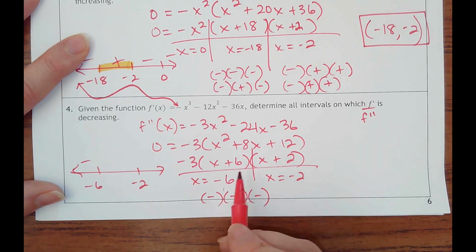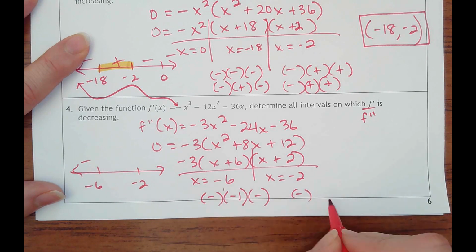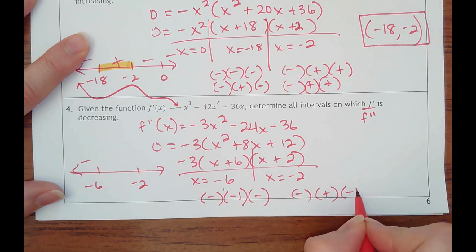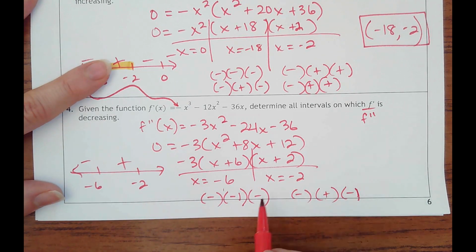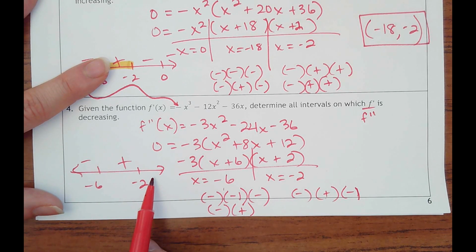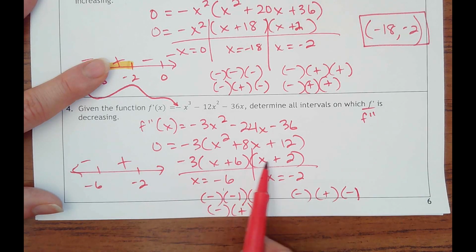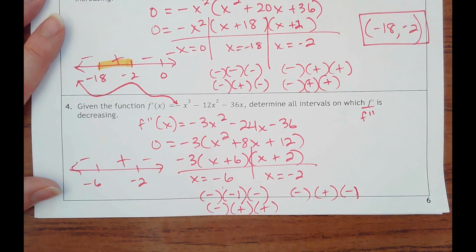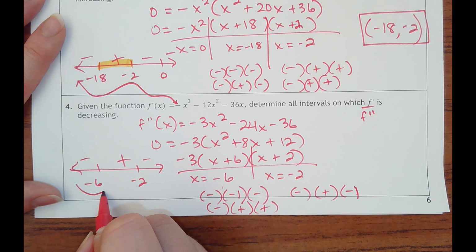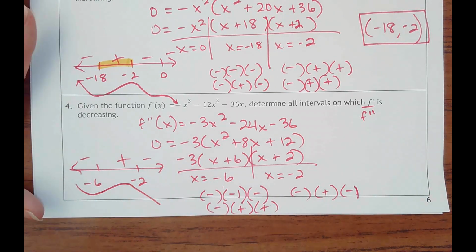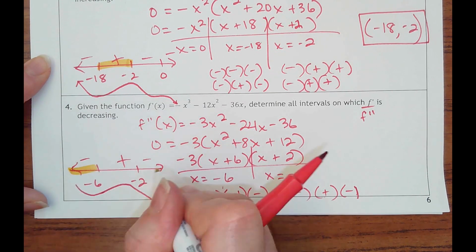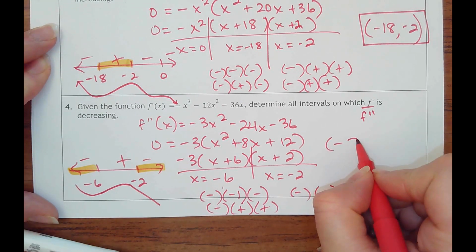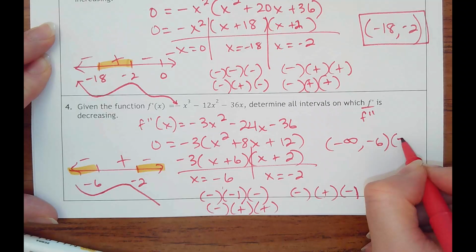If I plug in negative 3, that would be this negative times a positive times a negative, which would be a positive. Or negative 1, or you could even plug in 0. That would be a positive, and that would be a positive. So that would result in a negative. So where is f prime decreasing? Here and here. From negative infinity to negative 6 and negative 2 to infinity.